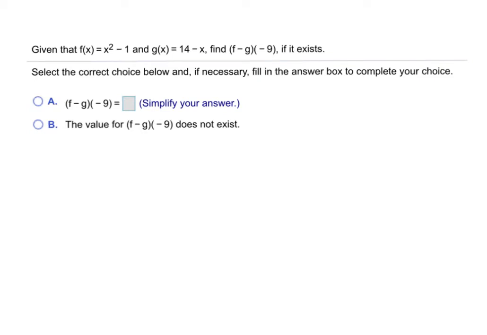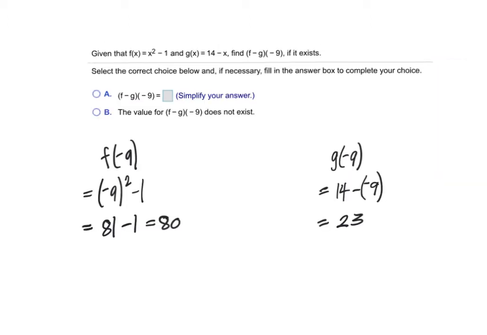Given that we have an f of x and a g of x, the question is asking us to find f minus g of negative 9. There's several different ways to do this, but the way I choose to do it is to find out what f of negative 9 is, and I'm going to also find out what g of negative 9 is. So let me do that.